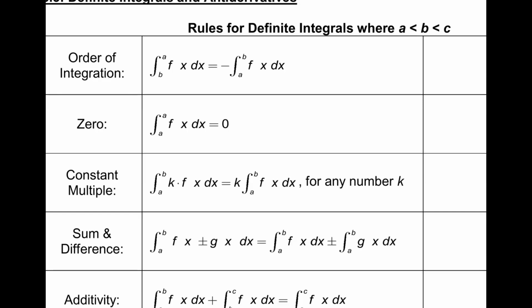Okay, so 5.3 is definite integrals and antiderivatives. What the heck is that? Glad you asked. This is what we've been working up towards for the last couple sections.